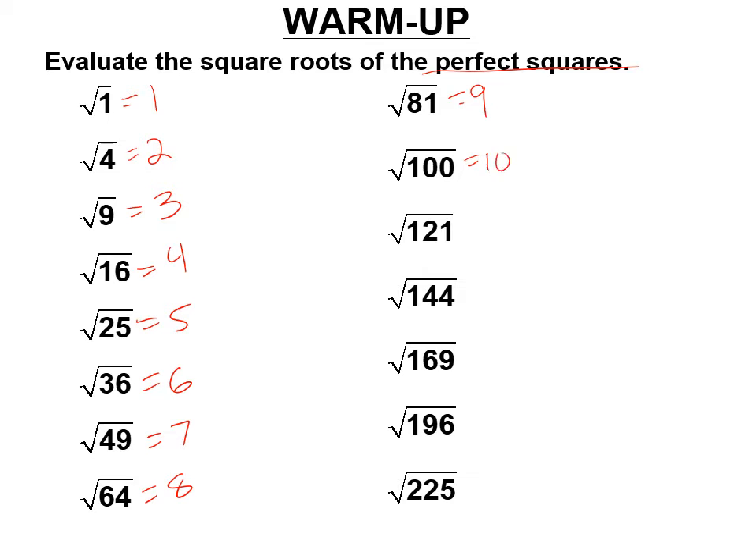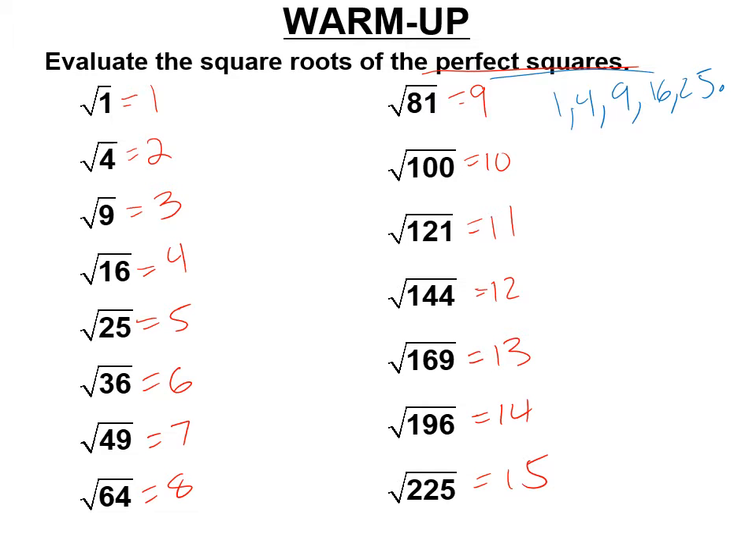So please do the whole thing. All right, so 169 is 13, 196 is 14. I'm stopping at the 15. Now, this is the ones inside the parentheses, right? This is not list. 1, 4, 9, 16, 25. Those are called perfect squares.